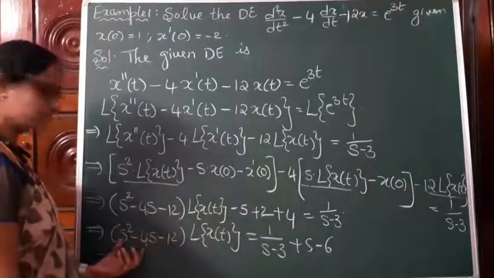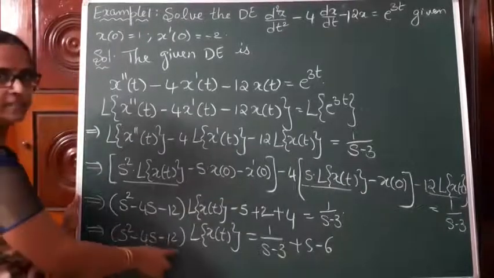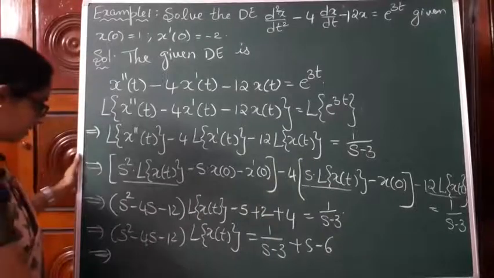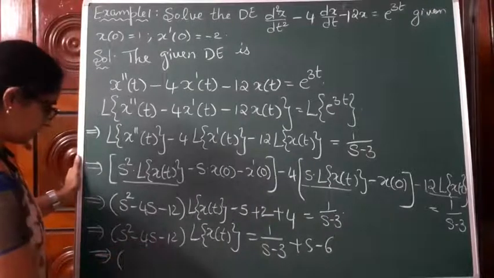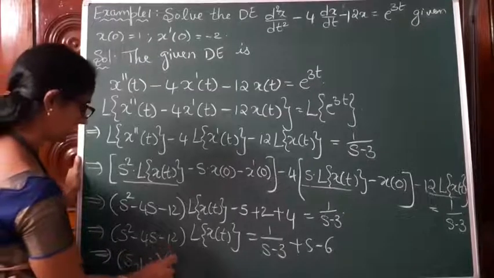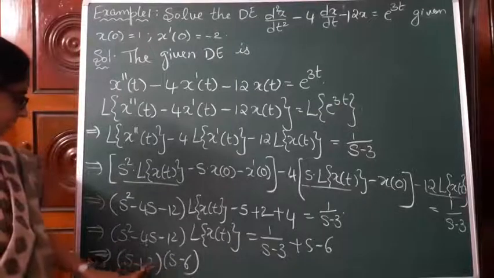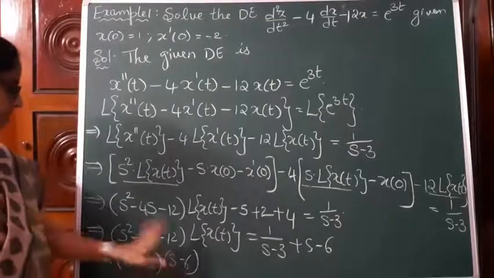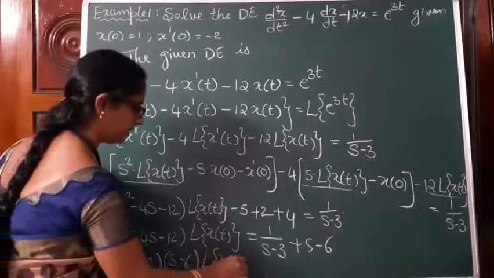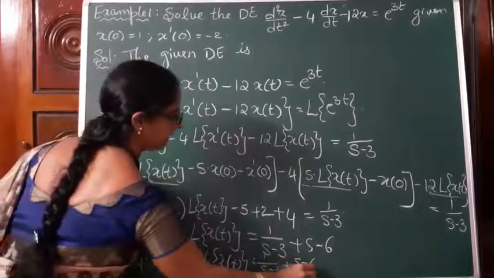Now we factorize this. We factorize s square minus 4s minus 12. What are the factors for s square minus 4s minus 12? Do we get factors for that? I think it is s plus 2 into s minus 6. Check once: s square minus 6s plus 2s is minus 4s, and minus 12. L of x of t is equal to 1 by s minus 3 plus s minus 6.